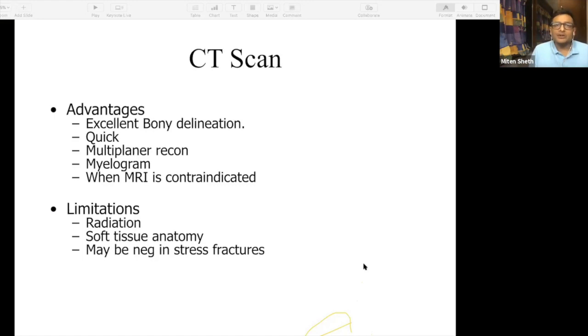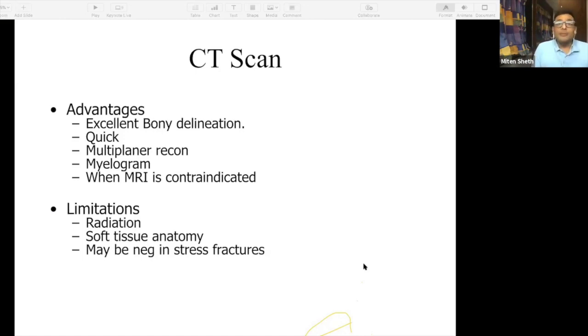Remember, if a patient has an implant, an orthopedic implant or a spine implant, MRI is not contraindicated. MRI is contraindicated only when you have a pacemaker or a brain implant. Don't ask me again, because there are so many questions like, he has a femur nail, can we do an MRI?